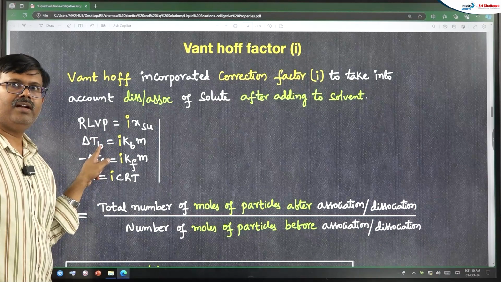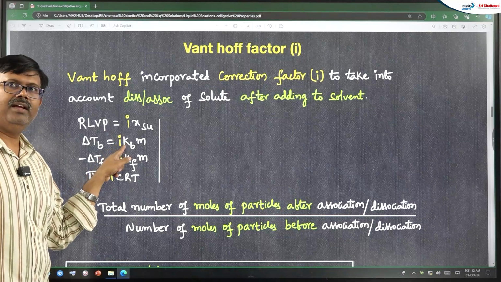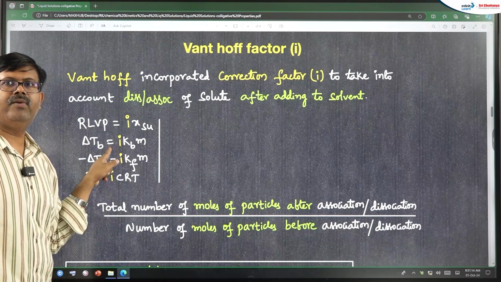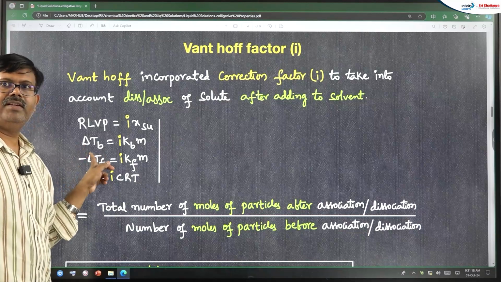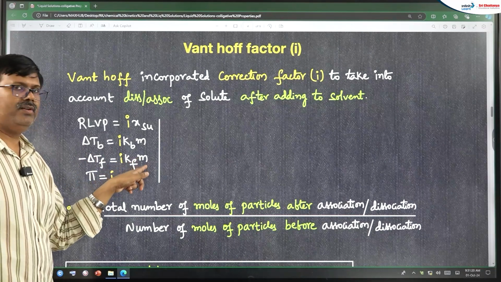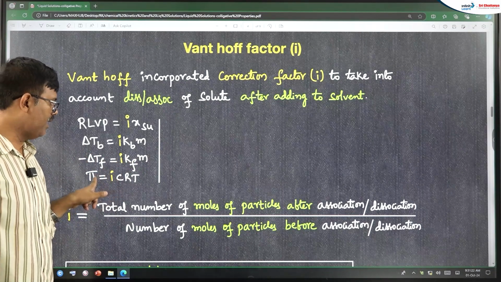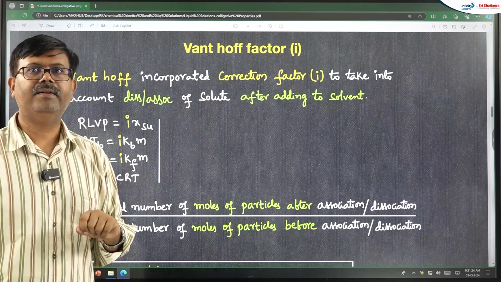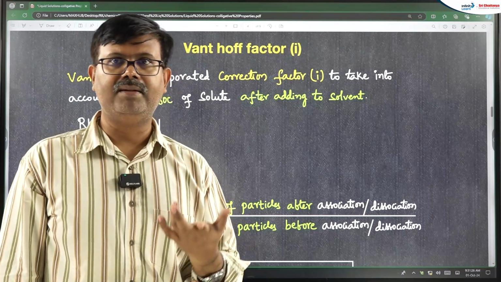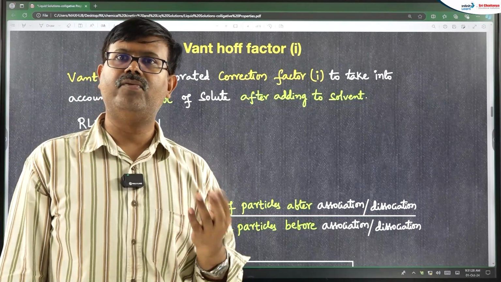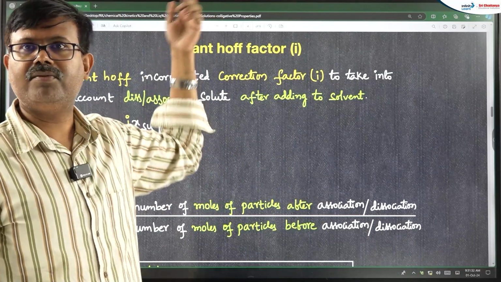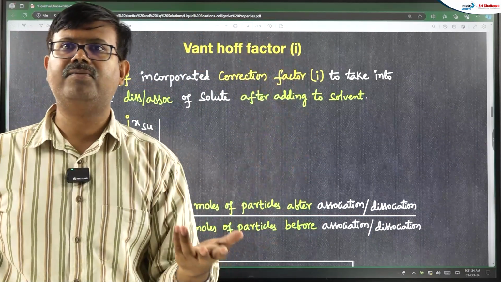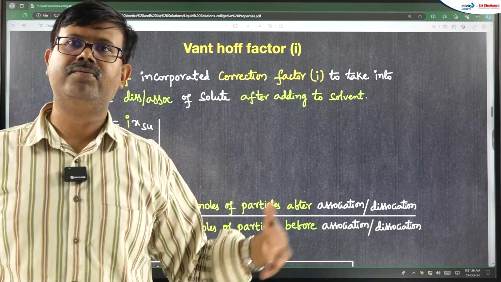Delta TB, elevation of boiling. Earlier we have seen KB into M, now with the Van 't Hoff factor, KB into M, I. Again, depression of freezing point, Kf into M, I. Like that, again pi is equal to ICRT. If I is equal to 1, then all will transform into the previous formulas. Without correction factors, the same formulas will come out.